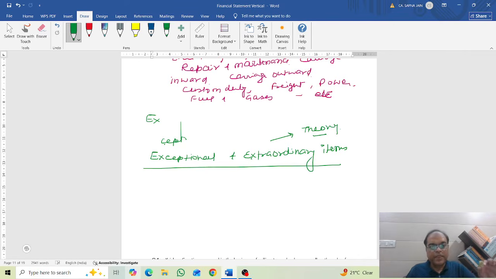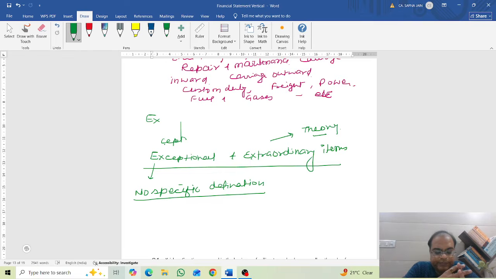Clear? The first thing, in accounting, no specific definition is there. Under financial accounting, there is no specific definition of exceptional and extraordinary item. So, how to classify whether such expenditure is an extraordinary or exceptional item? If the definition is not given anywhere, it is very tough to identify the nature of exceptional and extraordinary item.